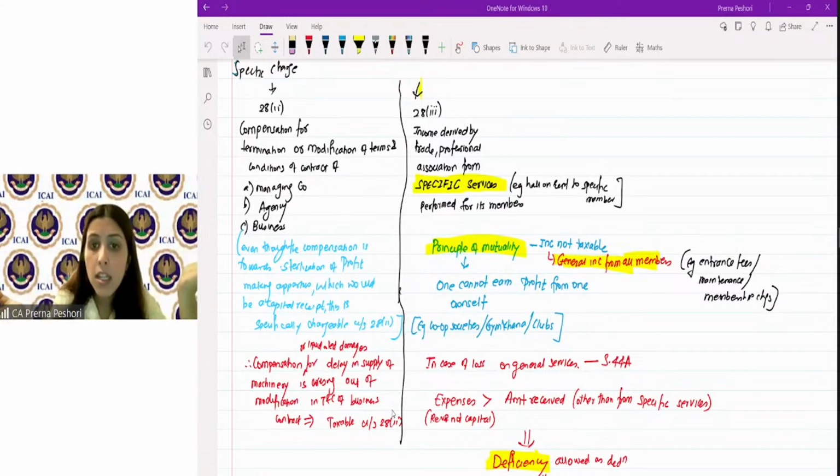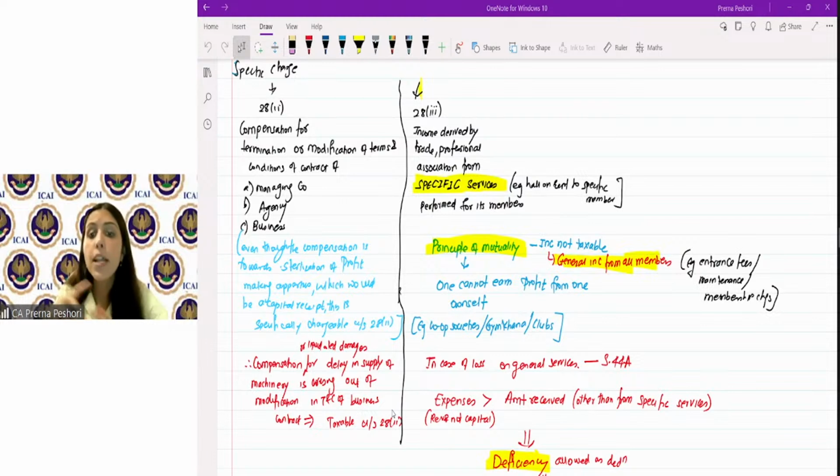So there has to be the identification between the contributors and the participators. Now, where a mutual concern is a trade, professional, or similar association, and it is providing general services to all the members, then that surplus will be exempt. It will not be taxable. It will be exempt on the basis of the principle of mutuality and not on the basis of any particular section under the Income Tax Act. It is a principle as per which it is exempt.